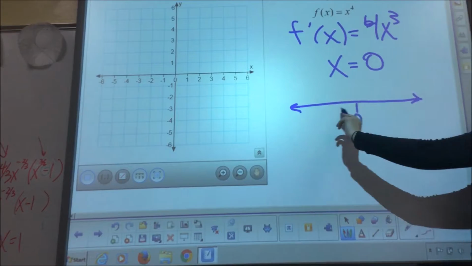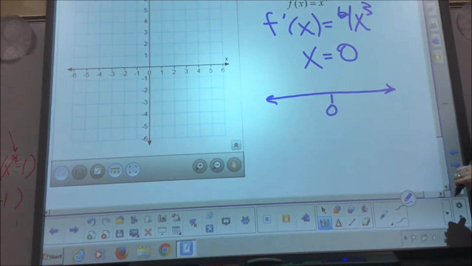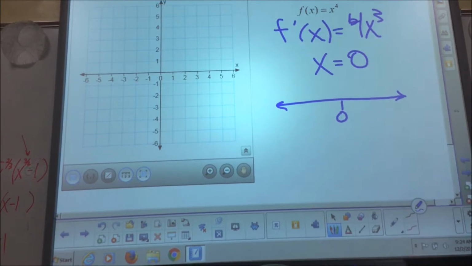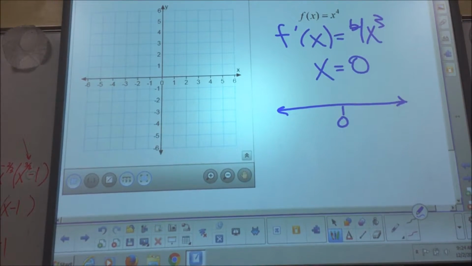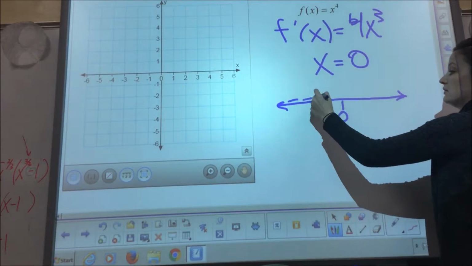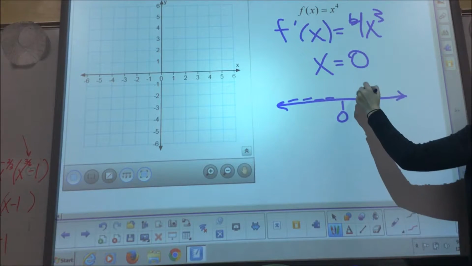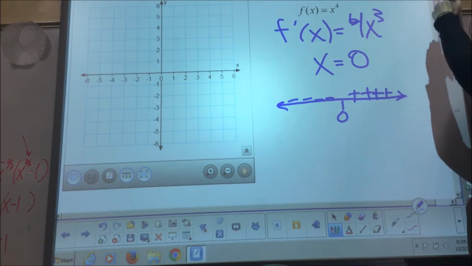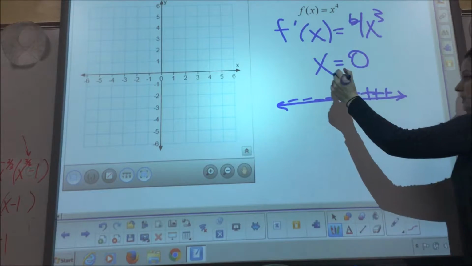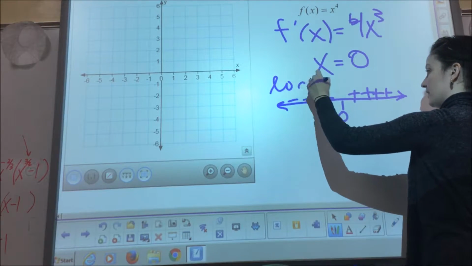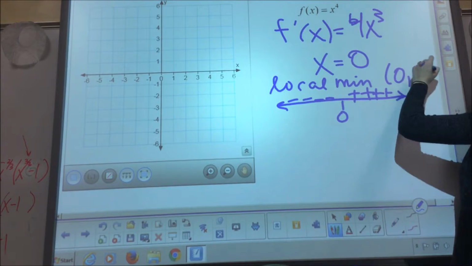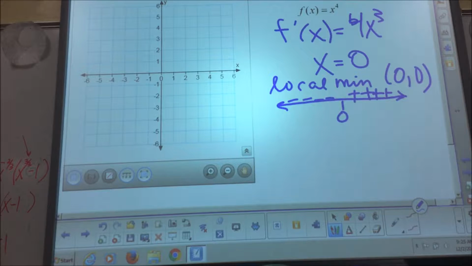So if x is less than 0, if x is -1, what's the sign here? It's going to be negative, right? And then if x is +1, it's going to be positive. So decreasing and then increasing tells us that 0 is a local min. So we have a local min at the point (0, 0). Love those straight up polynomial functions, right?